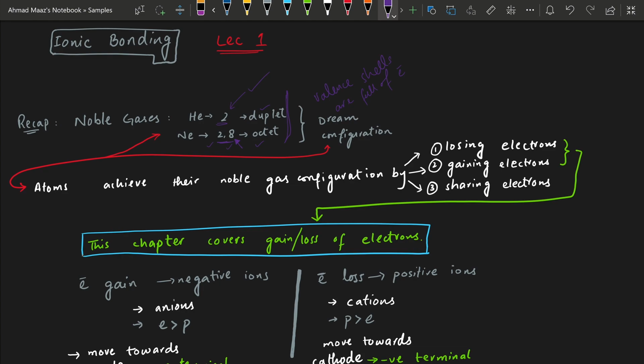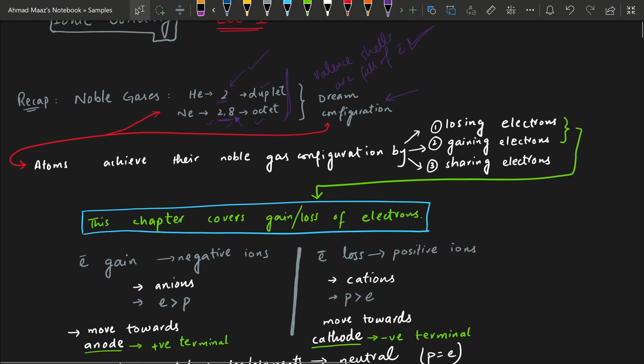So this is the dream configuration of all the other elements as well. All elements want their valence shell to be full, to be complete. All elements want to have either a duplet or octet electronic configuration. That is the reason they bond, that is the reason they do different bonding, different reactions. As they complete their valence electrons, they achieve their dream. So how do atoms achieve this noble gas configuration?